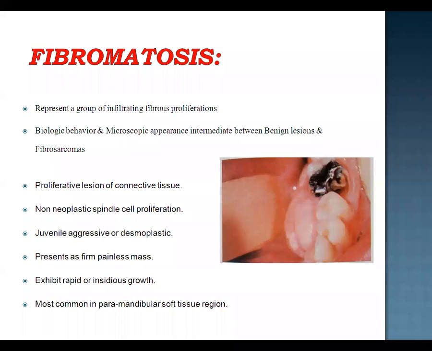Next entity is fibromatosis, which represents a group of infiltrative fibrous proliferations, with biological behavior and microscopic appearance intermediate between the benign lesions and fibrosarcoma. Fibrosarcoma is the malignant tumor. It is a proliferative lesion of the connective tissue, a non-neoplastic spindle cell proliferation, juvenile aggressive or desmoplastic, which presents as a firm, painless mass, exhibits rapid or insidious growth, and is most common in paramandibular soft tissue regions.